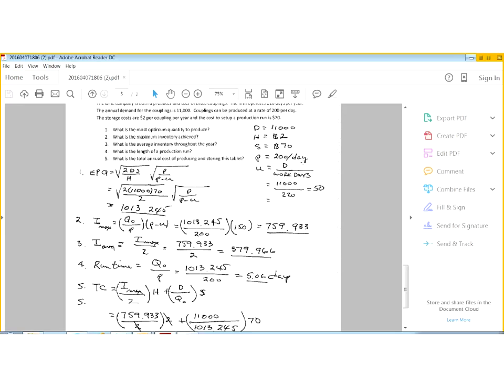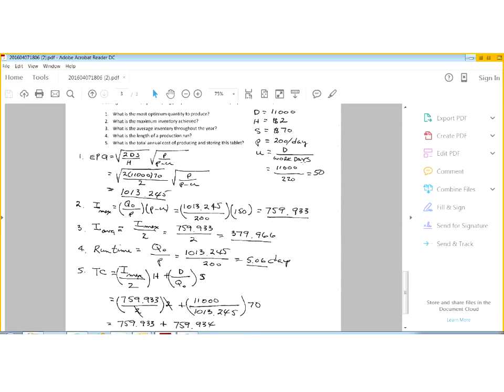The next question is, what is the length of a production run? Every time that we set up and do a production run, how long will it take us to produce this economic production quantity of 1,013? If you look at your formula sheets, you'll notice that there is a formula for runtime. Runtime is the economic production quantity divided by the production rate. So that calculates to be a little over 5 days to do a production run.